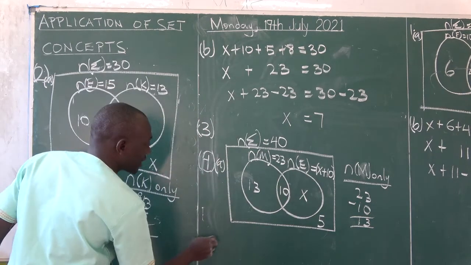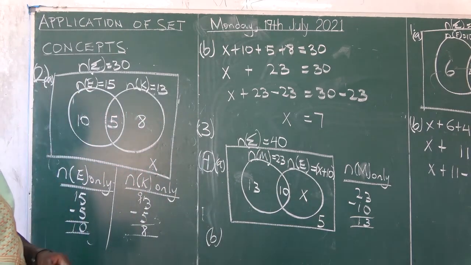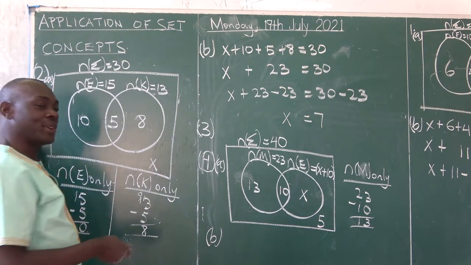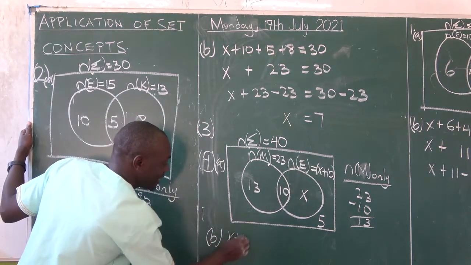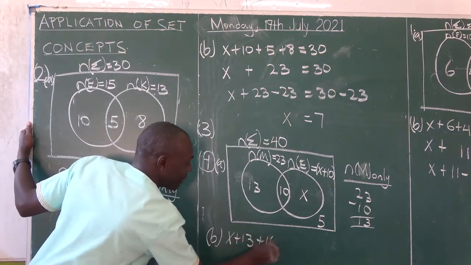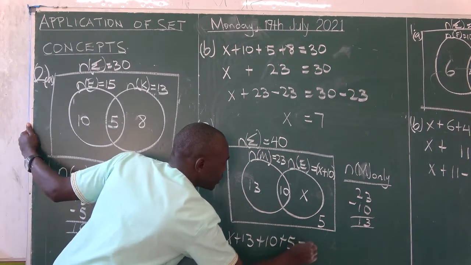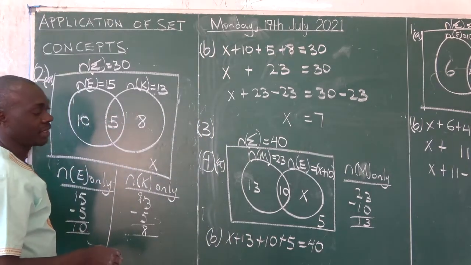Find the value of X. Mark: X plus 13 plus 10 plus 5 equals 40. Good, you are audible today, so thank you. So X plus 13, the same idea, plus 10, plus the 5, don't forget the 5, is equal to our 40, and then follow through the same working.